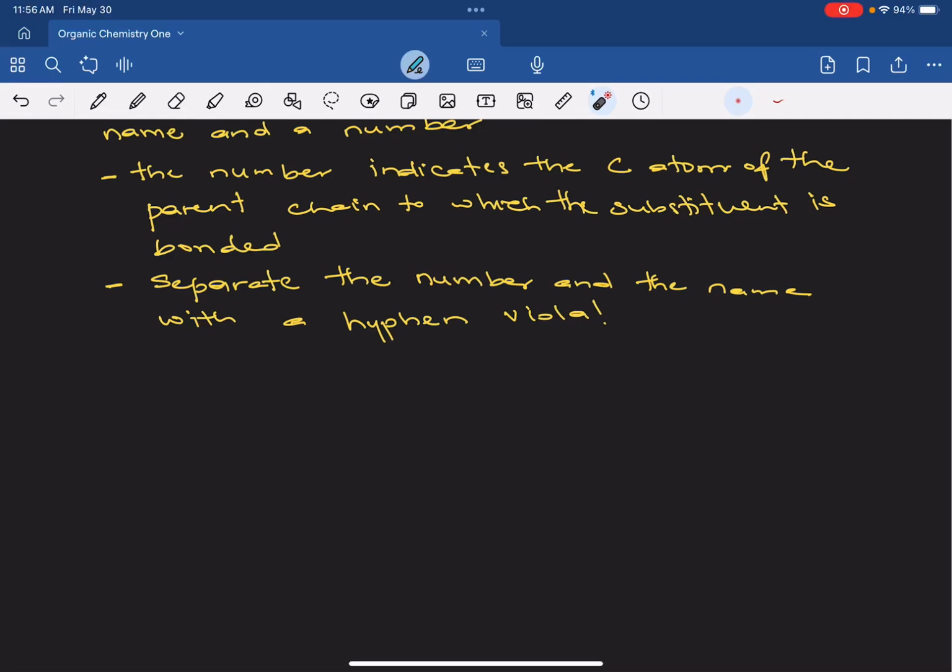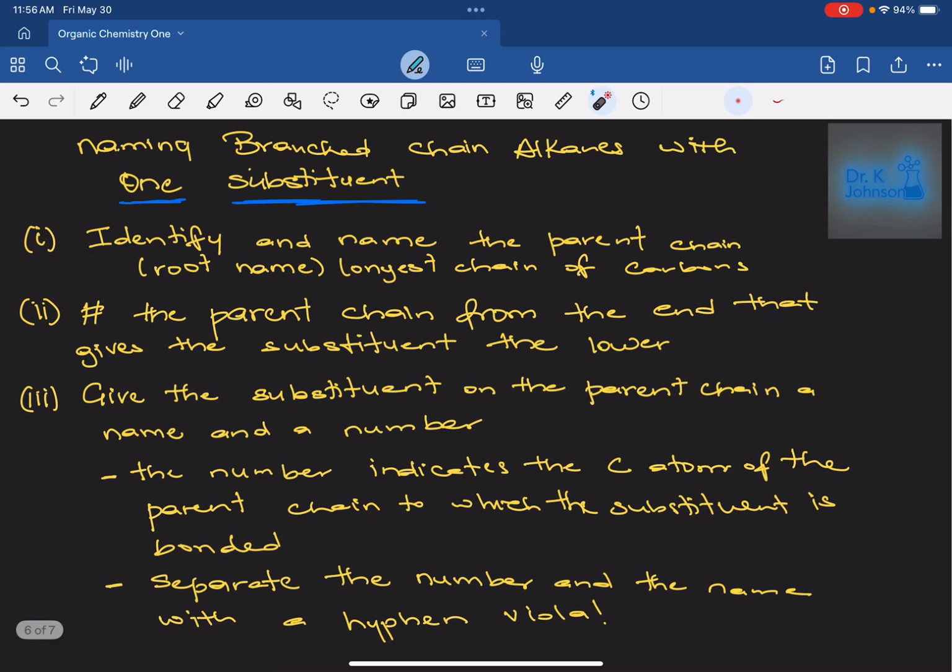Let's talk about how to name a branch chain alkane with only one substituent. I have written here rules 1, 2, and 3, which are the rules you're going to use to name your branch chain alkane. I wrote the rules for you so that you can go back and reread them as you try to name any branch chain alkane with just one substituent.